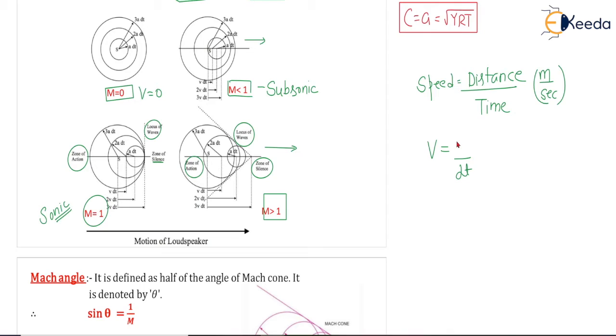So ds by dt, we can write better. Small change in distance by small change in time. Now this is the direction of motion of the loudspeaker in this direction. So what is the conclusion we are getting from this? If the velocity of the object is the same as the velocity of the sound, we are getting this type of wave propagation or disturbance propagation, you can see.